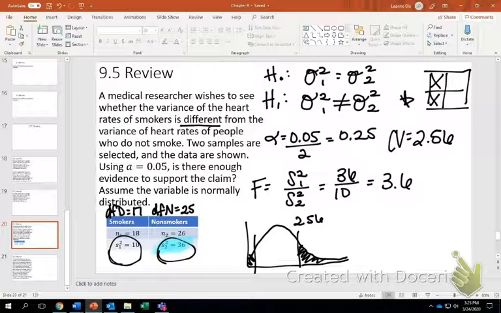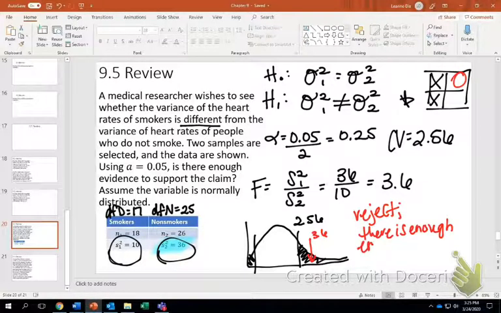I'm going to take my test value. 3.6 is to the right of 2.56, so it would be somewhere around here. It is in the shaded area, so I know I would reject the null hypothesis. And so my statement would be, there is enough evidence to support the claim.